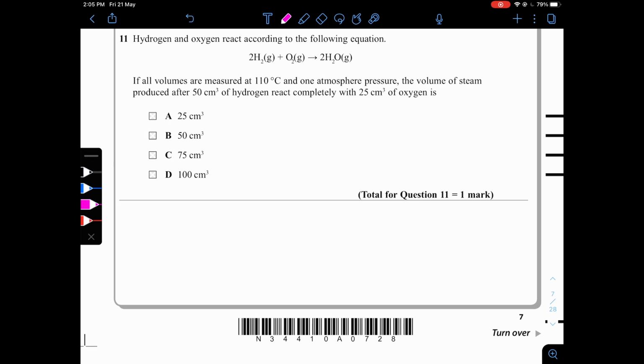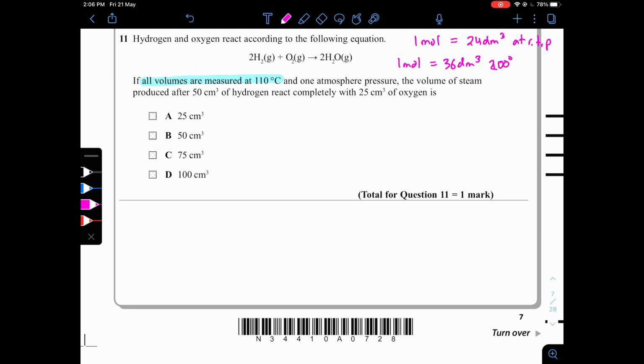So the first thing we need to know is that in these types of questions, we need to look at the temperature. The question says all volumes are measured at 110 degrees C. We know that 1 mole of any gas usually occupies 24 dm cubed at room temperature, right? But in this case, it's at a higher temperature. If, let's say at 200 degrees, 1 mole of hydrogen produces, say, 36 dm cubed, the same amount is going to be produced for oxygen.